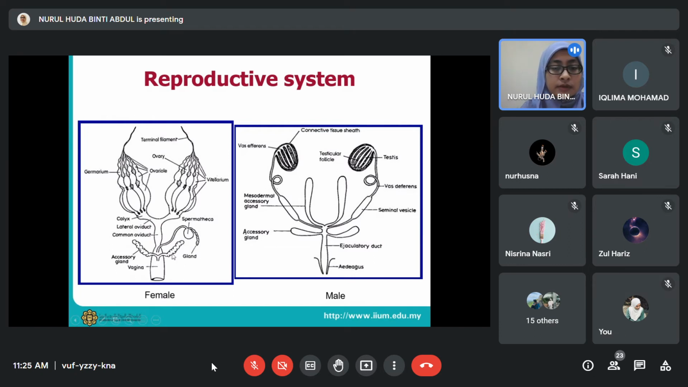And then for female also have accessory gland, which functions to secrete certain type of protective part, macam sarung telur, or part yang macam sarung kat luar, dalam tu ada banyak-banyak telur. Okay, so tu also produced through the accessory gland.